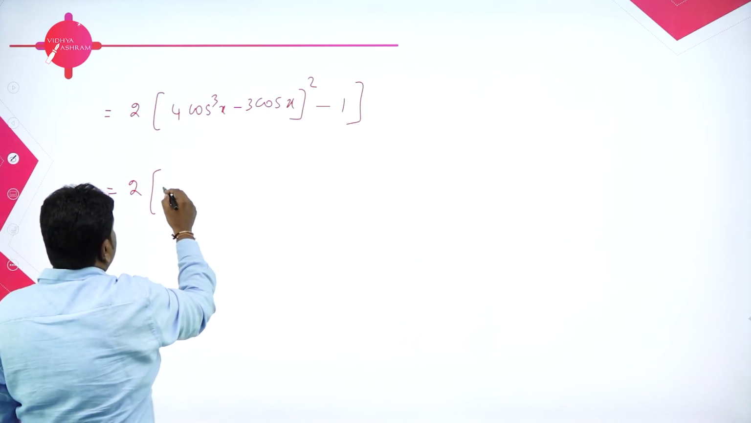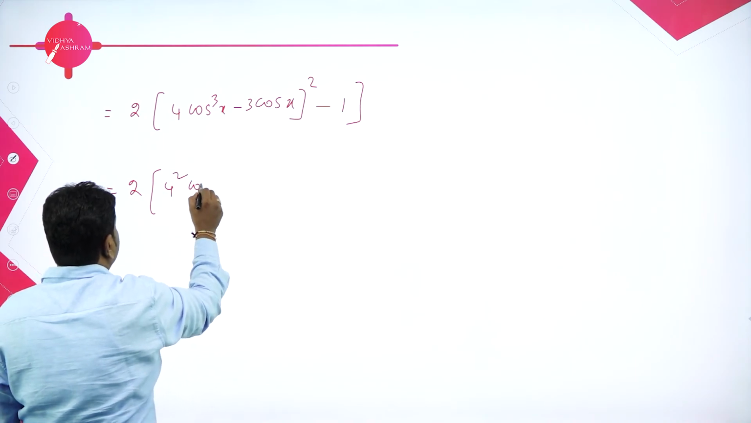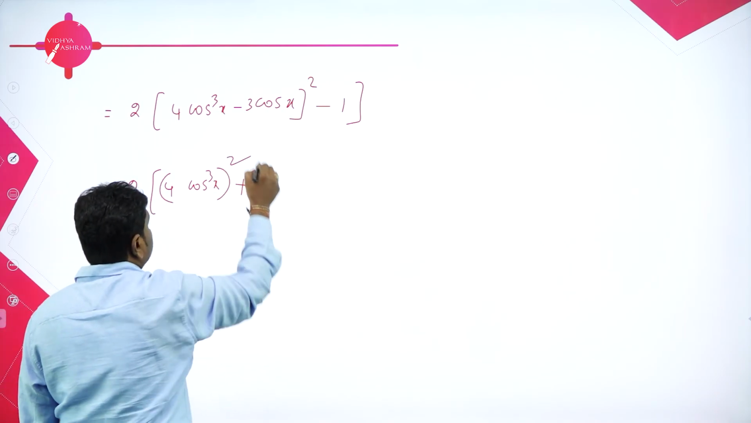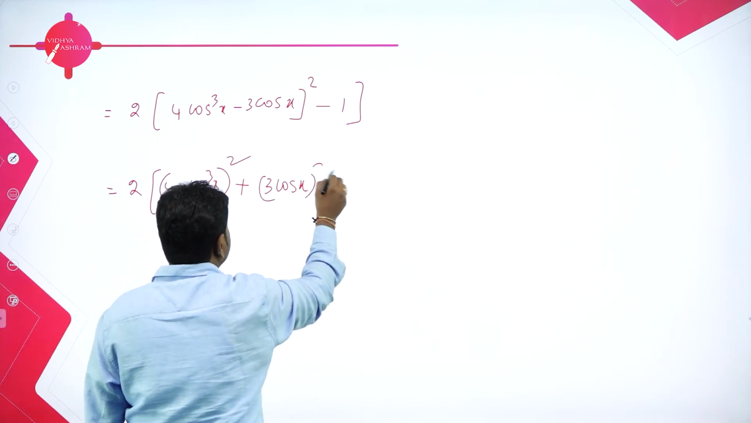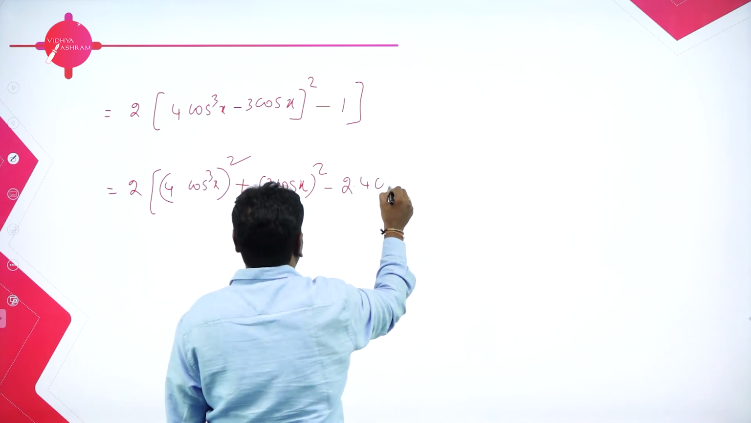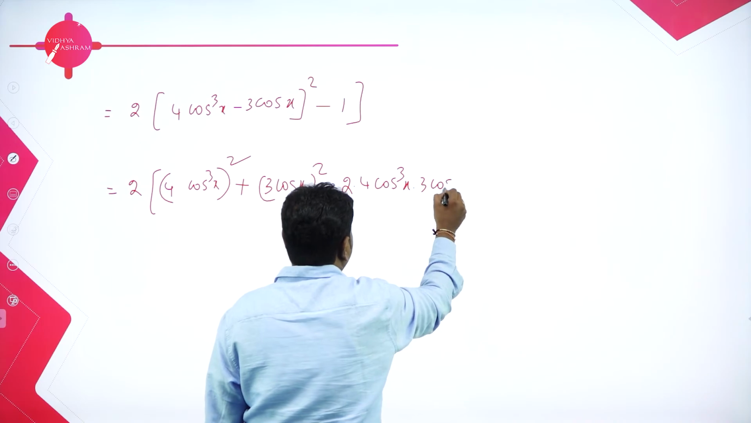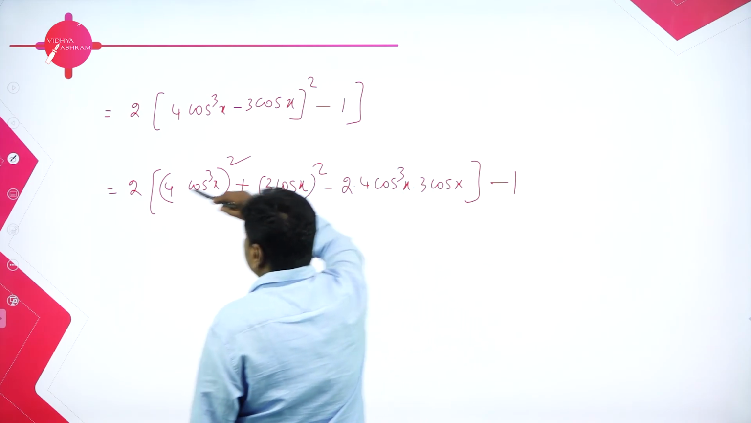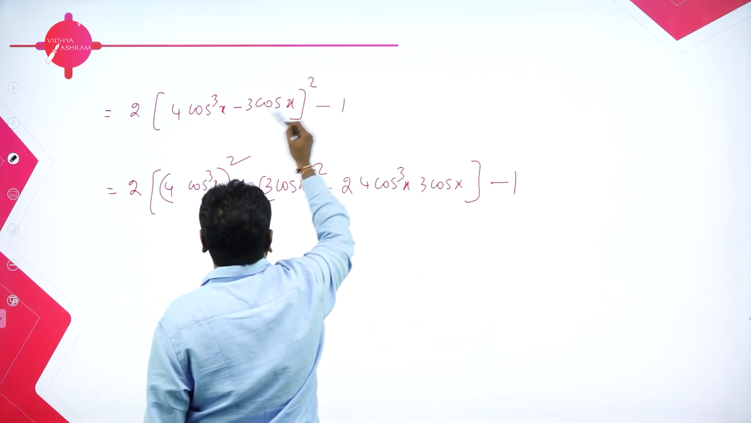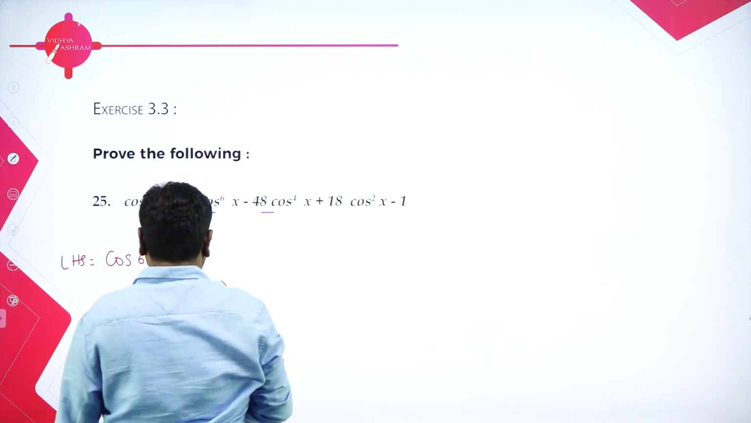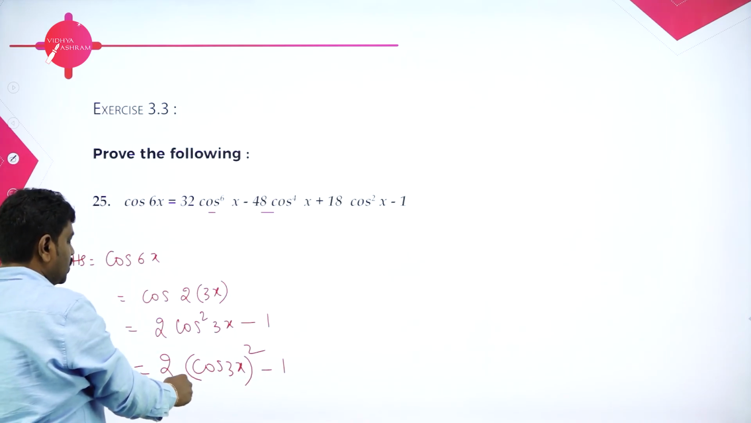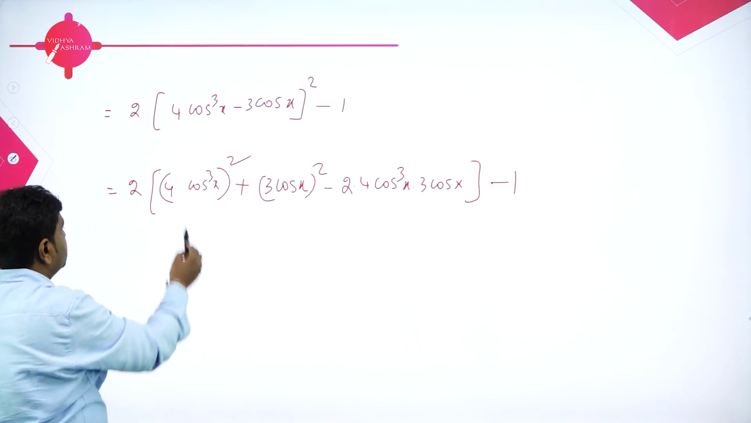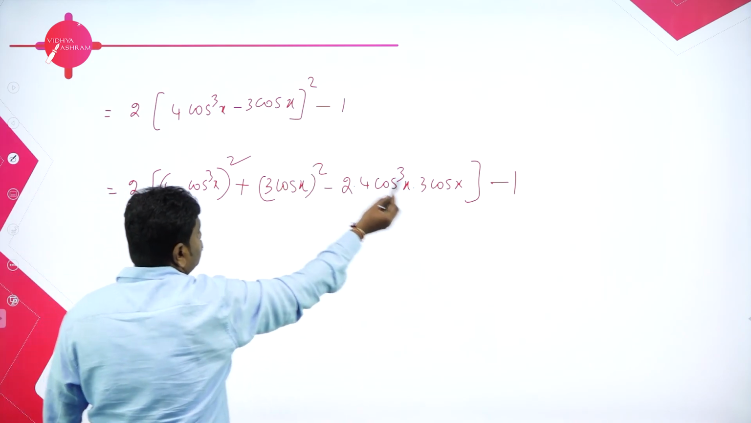Now a minus b the whole square is a square, 4 cos cube x the whole square, plus b square, which means 3 cos x the whole square, minus 2ab, which is 2 into 4 cos cube x into 3 cos x, minus 1. And this 2 is not common for both. The 2 is only for this. If you refer to the earlier case, we have 2 cos square 3x minus 1. We will write the cos 3x formula and the whole square as it is. 2 is a coefficient only for the first term and minus 1 is outside.